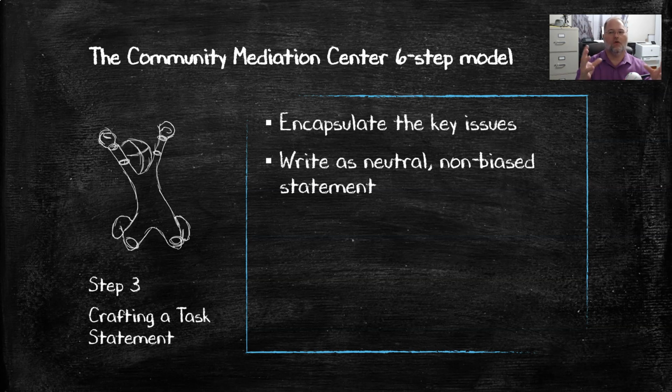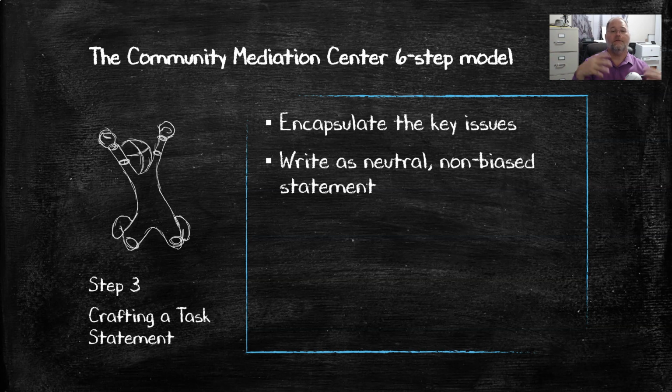You're going to write a neutral, non-biased statement, which is going to say, today we're going to try to find a means in which little Johnny can have quality time with both parents. So now we're focusing it on the kid and making sure that the child gets quality time with both parents, not just one or the other.